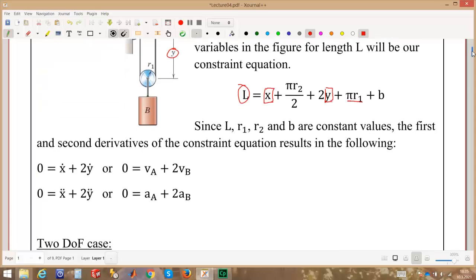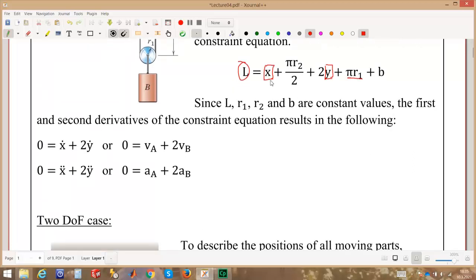Now we have written a constraint equation, and the constraint equation is about the length, which we assume is constant. If you do the derivation with respect to time, as we have already pointed out, these two are the variables. They are changing with respect to time. The resultant will be 0, that is equal to x dot plus 2y dot.